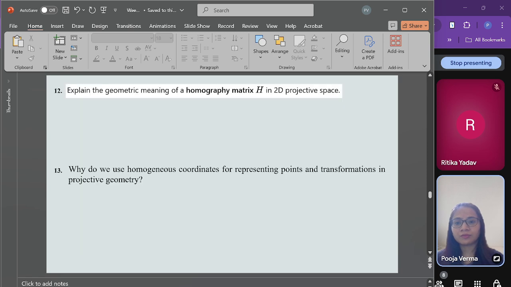Okay. Now the next question is: why do we use homogeneous coordinates for representing points and transformations in projective geometry? Why do we use homogeneous coordinates for representing points and transformations in projective space? Why do we require this?